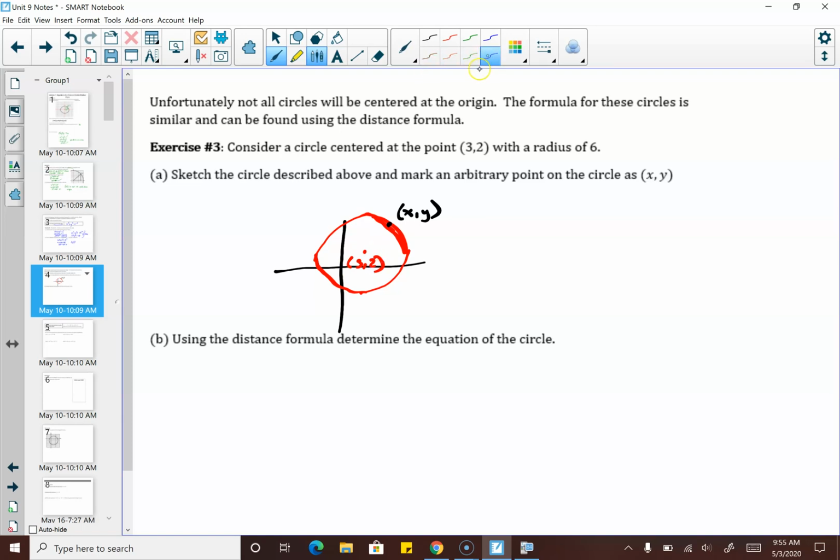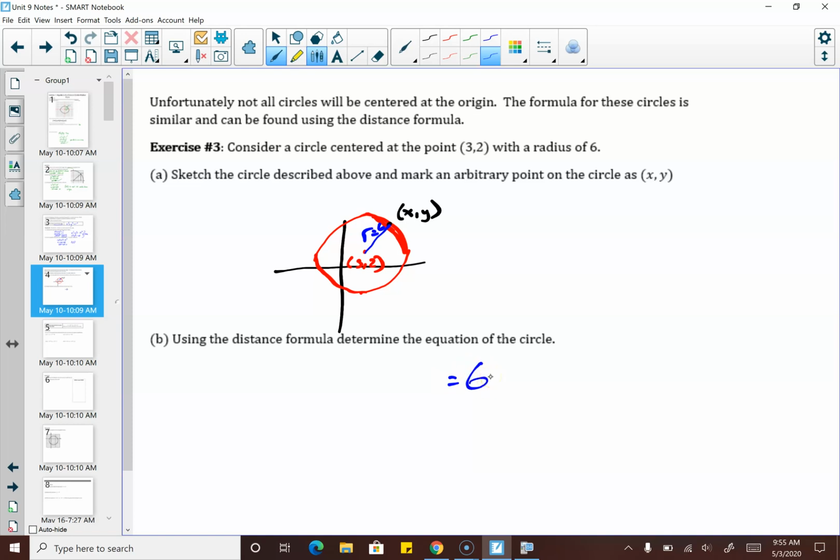So if we connect those 2 points, what does that form? That forms our radius, which we don't know. Oh, we know, it has a length of 6. All right. So now what we're going to do is use the distance formula to determine the equation of this circle. So if you look at this radius line here, which again we know is 6, the distance of that line is equal to 6.